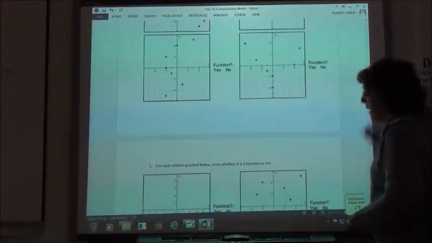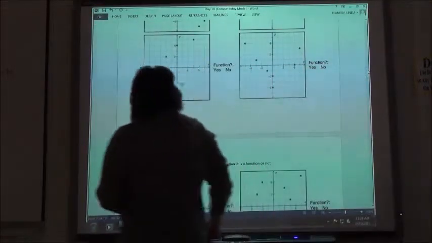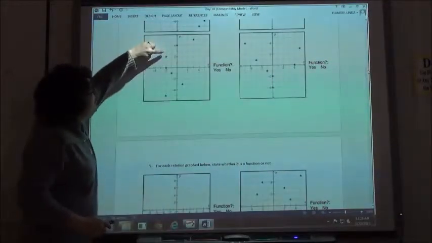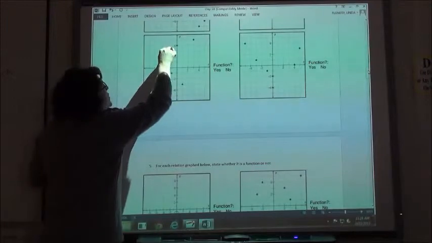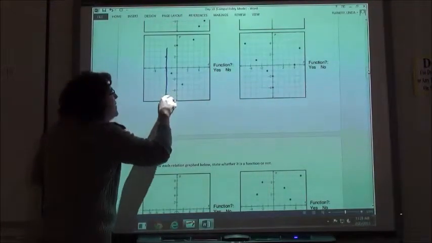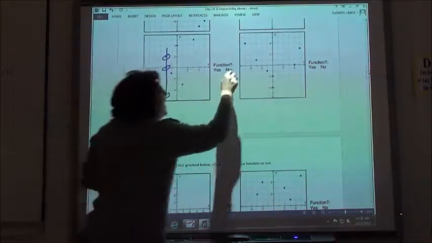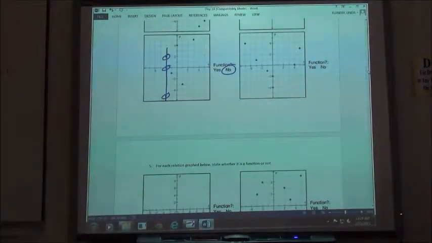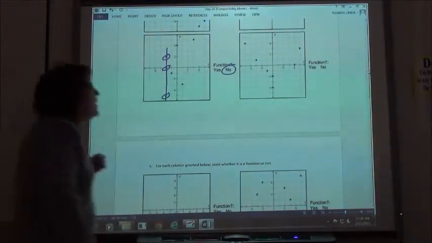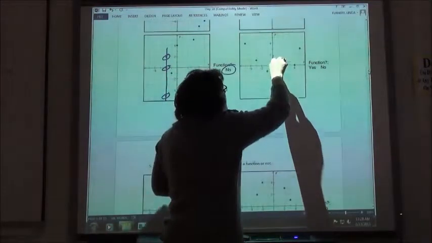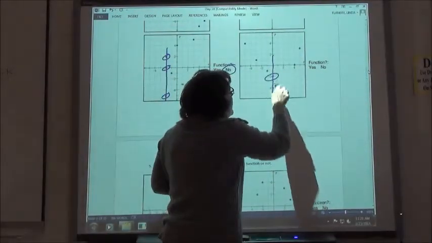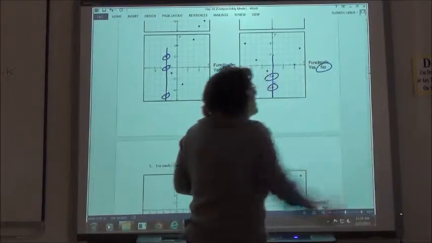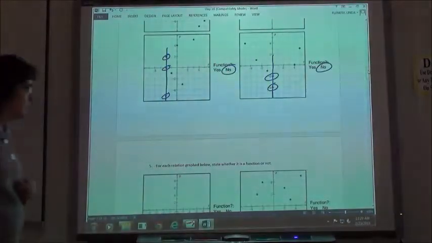And look at the next two then. So here's what I'm looking for at my graph. Is there any place where I draw a line that I touch more than 1 time? This one touched 3 times. Not going to be a function because in order to be a function, I can only touch 1 point at a time. Here, if I draw my line right here, again, I touch 2 times, not going to be a function.